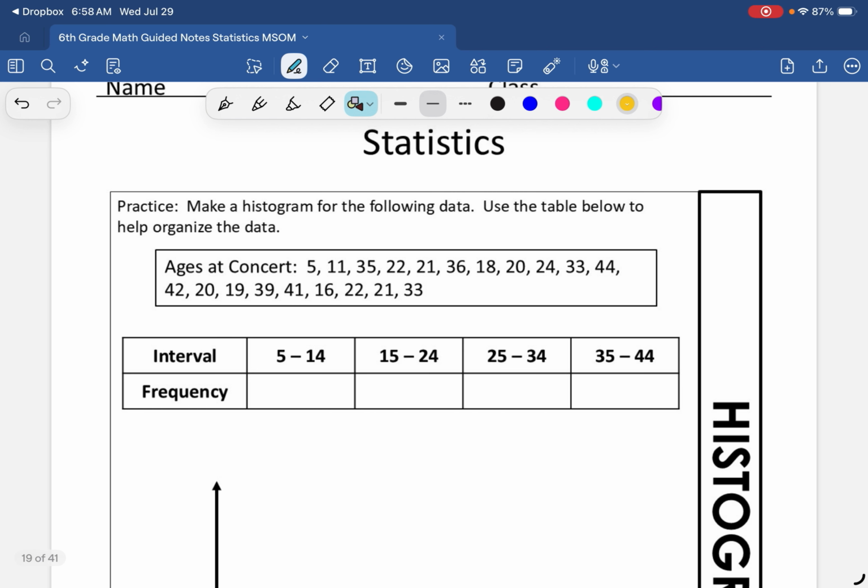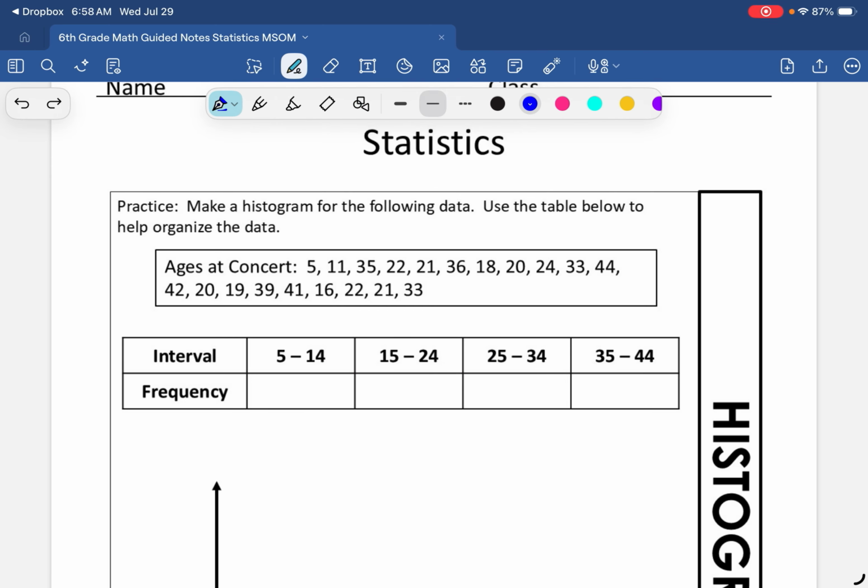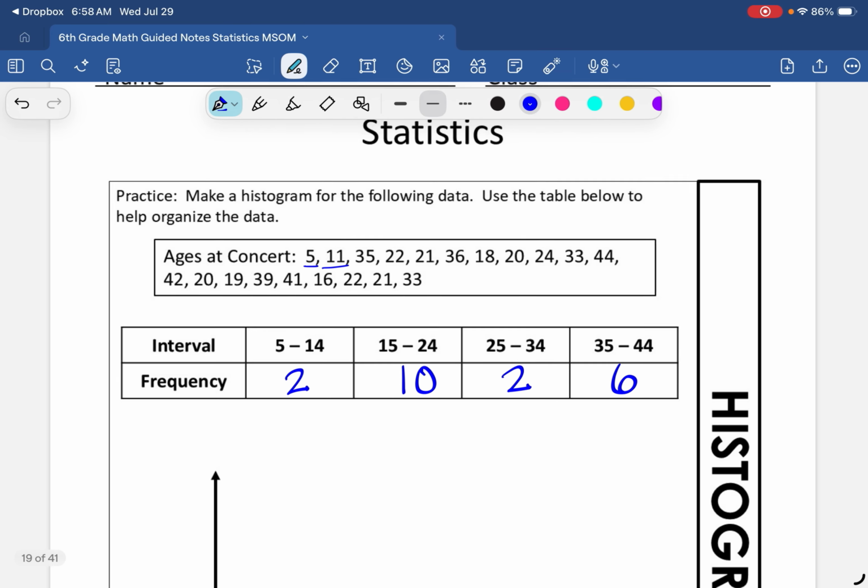Practice. Make a histogram for the following data. Use the table below to help organize the data. It already has my intervals set up for me. There are 10 data points in each of these intervals, and I'm not skipping any numbers. I'm going to count the numbers between 5 and 14, also including 14, and that is one right there, 5 and 11. So that's 2 data points. I'm going to go through and finish filling out these frequency tables. Here is my frequency table for my data.